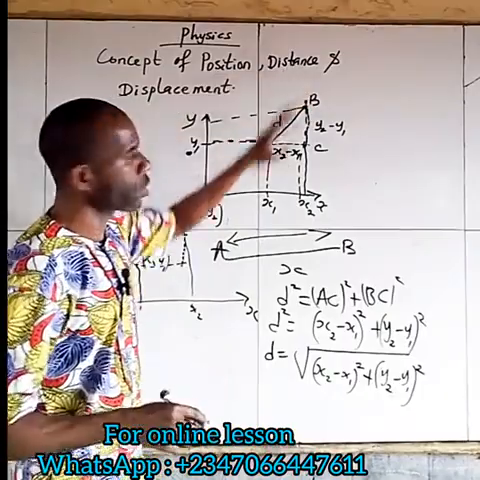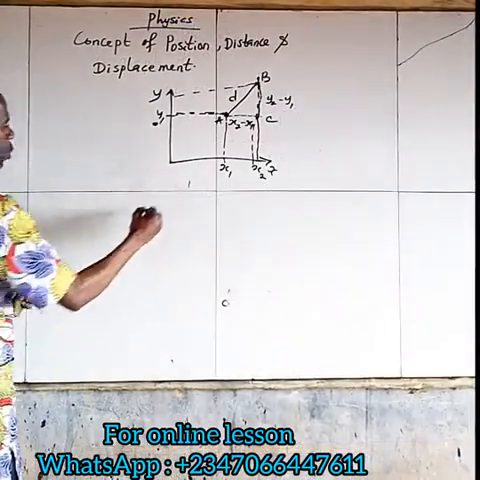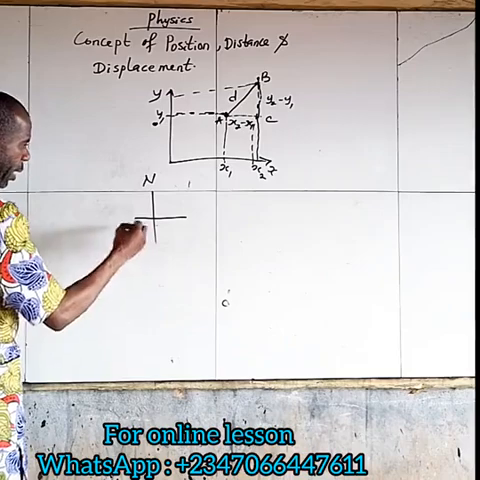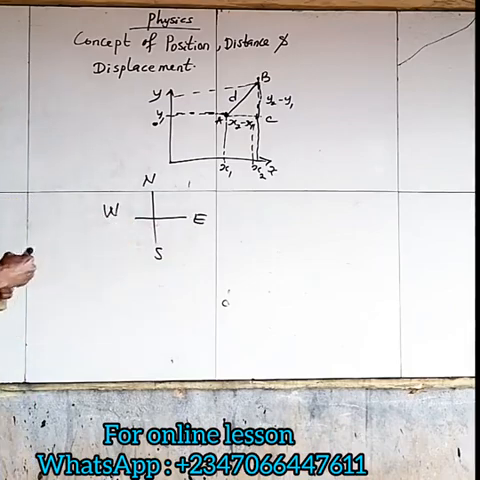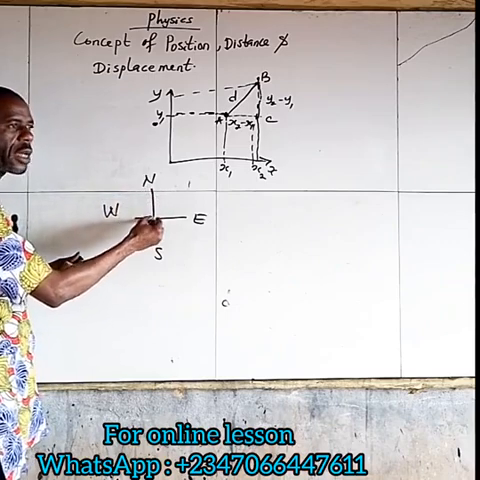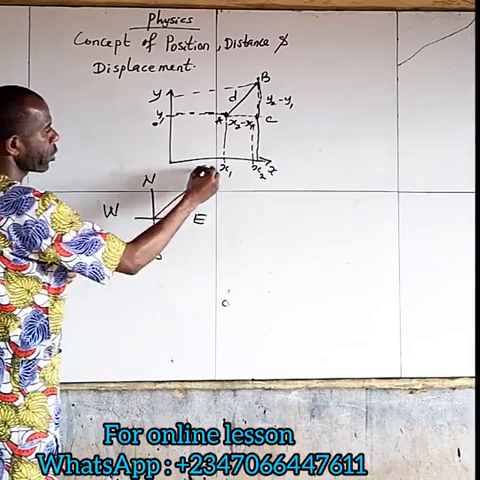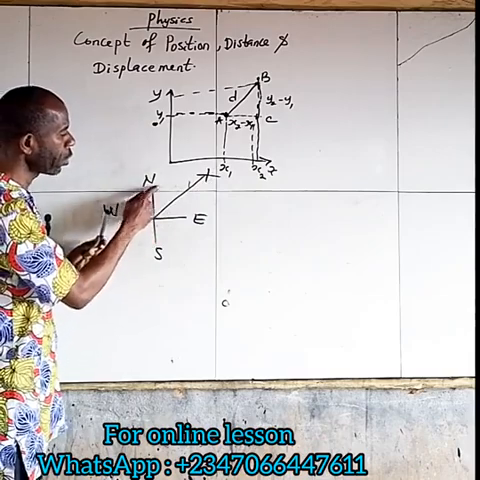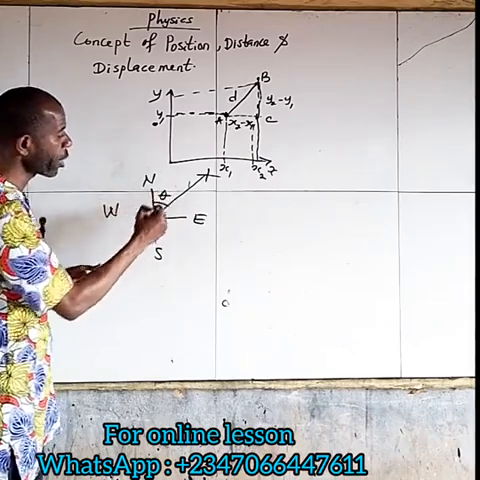Now let us look at displacement. What do we understand by displacement? Let's use the cardinal points to illustrate this. If a car starts moving, this is the north, this is the south, the east, and the west. A car can decide to move from here, from the north, coming down to this point, and then decide to move down this way. The car can decide to move and get to this point. So in that case, we say that the car has moved in the direction northeast at an angle. This is the direction in which it has moved.